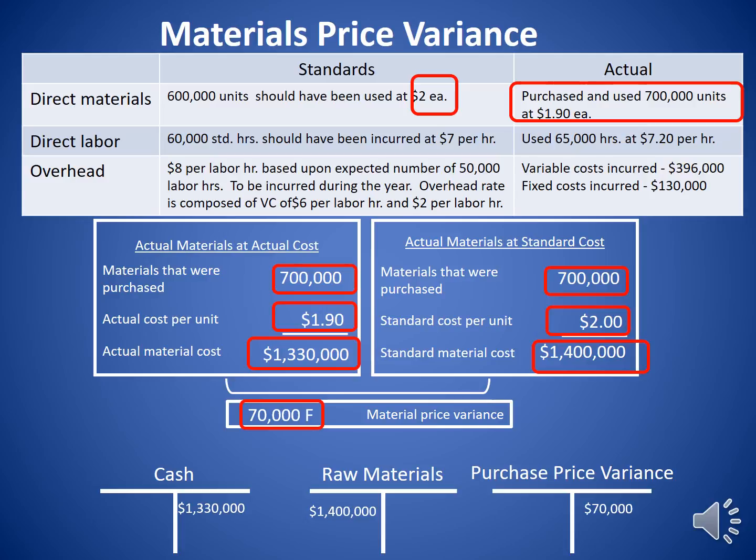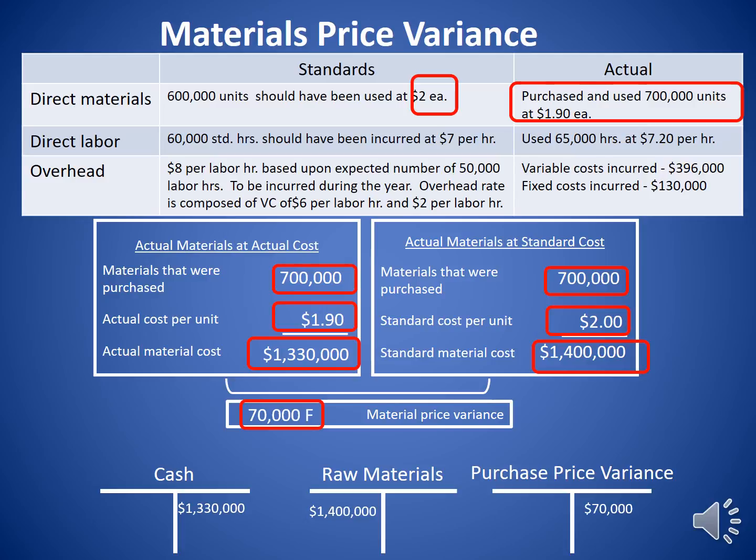Now these are the journal entries, and I'm assuming right now that I use cash to purchase my materials, labor, and overhead. So I have a cash account. I spent $1,330,000 for this particular item, or for these particular materials.